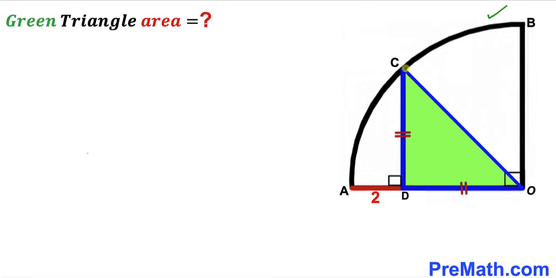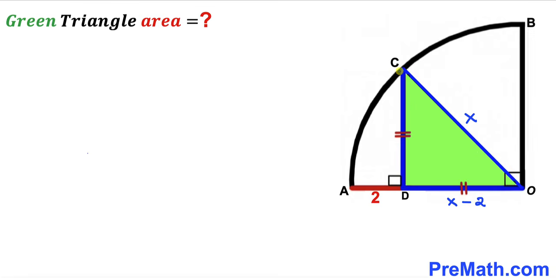We know OC is the radius of this quarter circle. I'm going to label this radius as X. Moreover, AO is the radius as well, so this is also X. Now we know this tiny segment AD has length 2. Therefore, segment OD has length X minus 2.